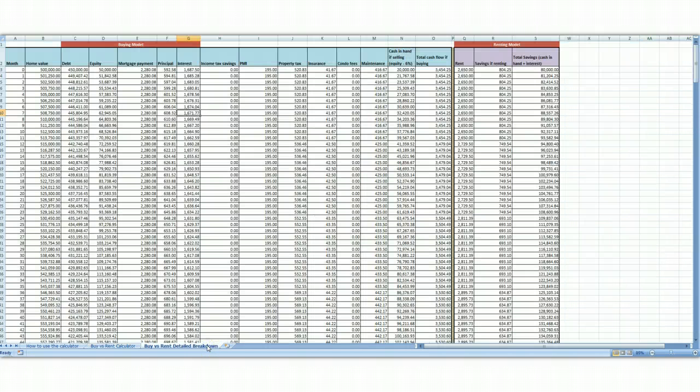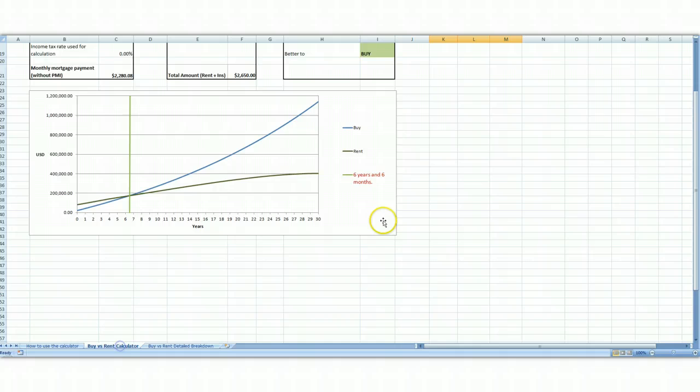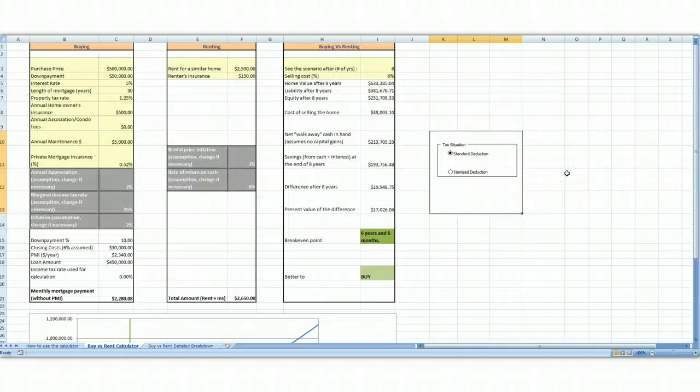The third worksheet is the actual month by month breakdown of your cash flow. We can get to this number a little later. Now let's go back to the buy versus rent calculator to actually use it. To make it easier for us to walk through this calculator, I will be taking an example.